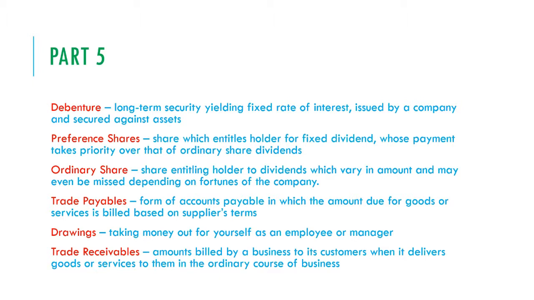Debentures are a long-term security which yields a fixed rate of interest, issued by a company and secured against assets. Preference shares are shares which entitle a holder to a fixed dividend and whose payment will take priority over that of an ordinary share dividend.